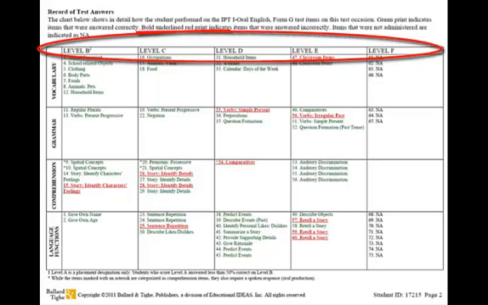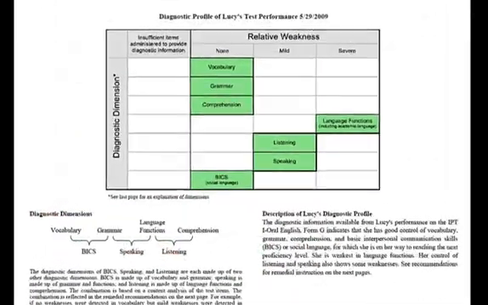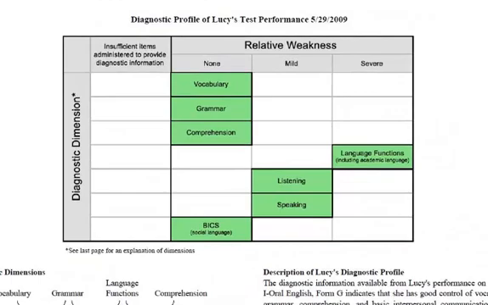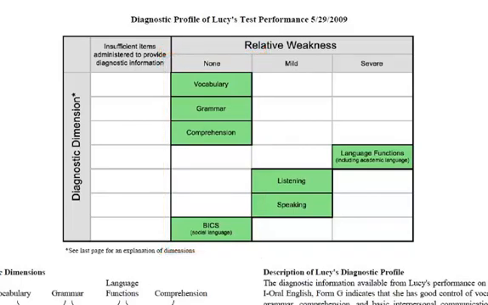The test levels are in the columns and the 4 main skills tested are in the rows. And Lucy's diagnostic report will of course depend on her answers here. Here we see a graph showing that Lucy has no relative weaknesses in vocabulary, grammar, comprehension, and BICS. And as a reminder, relative here means relative to level E students.